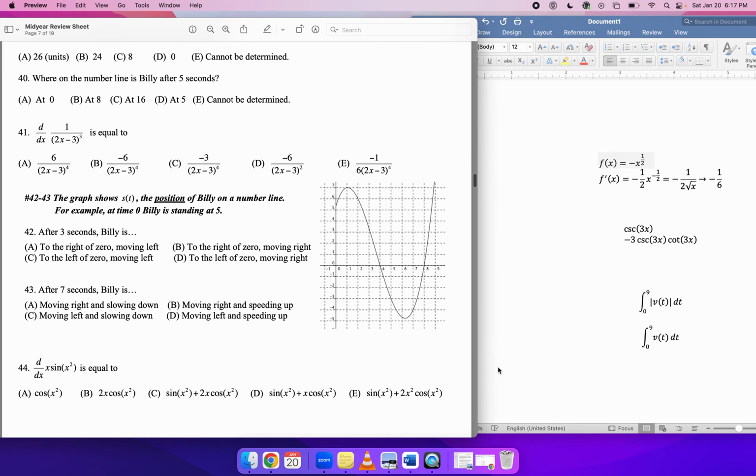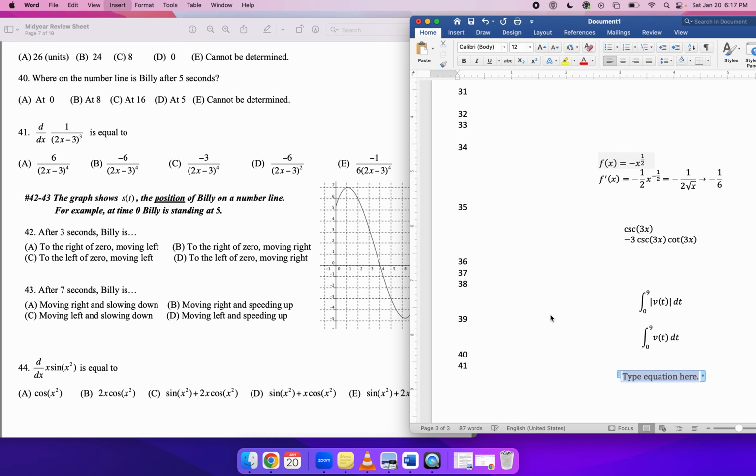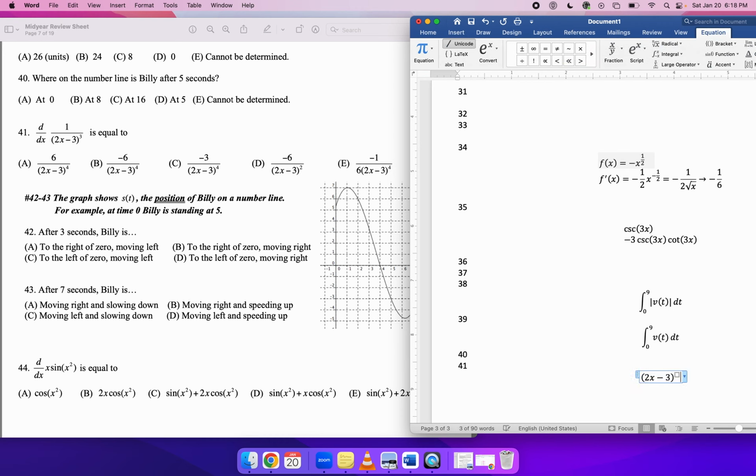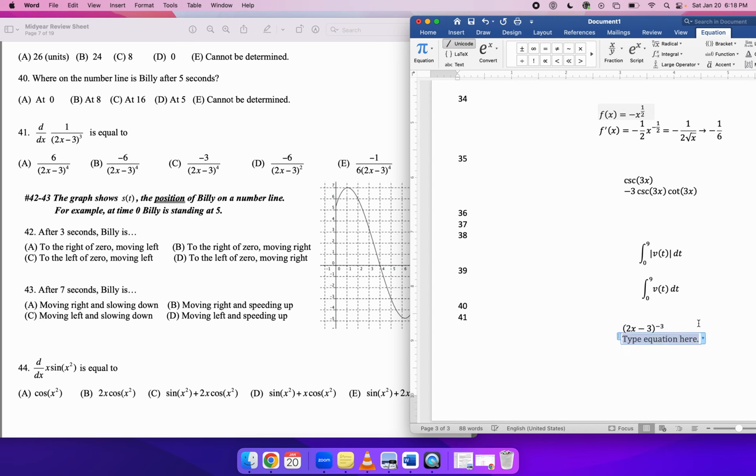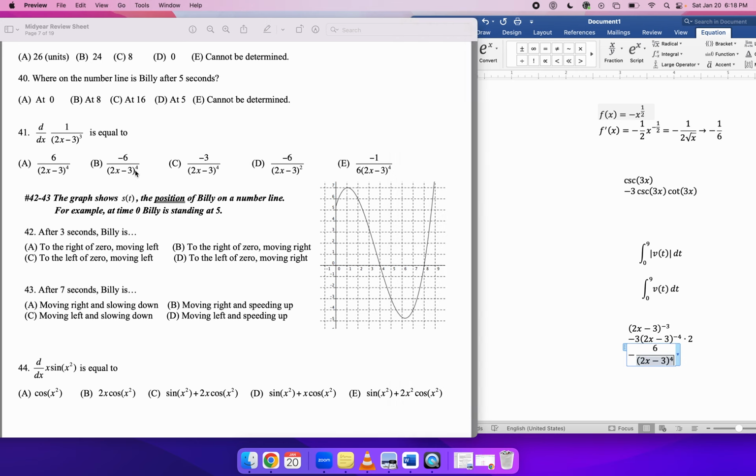41, you're just taking the derivative. If you're a psycho, you can do the quotient rule, but I think that's a bad idea. I think it's better to just rewrite this as 2x minus 3 to the negative 3, and then it's a chain rule thing. So you get negative 3 times the quantity 2x minus 3 to the negative 4 times the derivative of the inside function, which is 2. So I think that's negative 6 over 2x minus 3 to the 4th. Yeah, there it is.